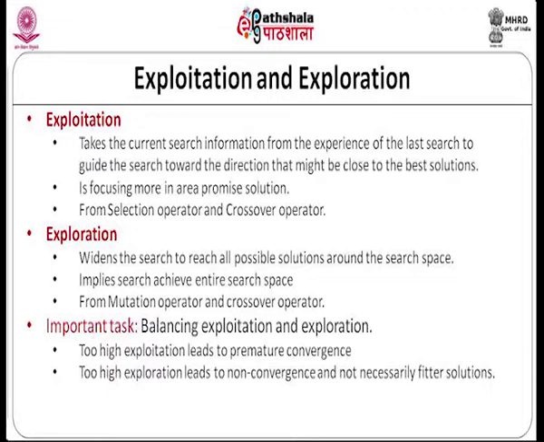So, you can see exploitation is through selection and crossover, and it is searching the existing search space, while exploration is trying to find new parts of the search space, and this is by mutation. The important task is balancing between the two. If you have too much exploitation, you are not going for divergence. If you have too much exploration, you are not going towards convergence. So, it is a balance between the two. Too high exploitation will lead to premature convergence, and too high exploration will lead to non-convergence: you will have a lot of diversity, but no convergence.